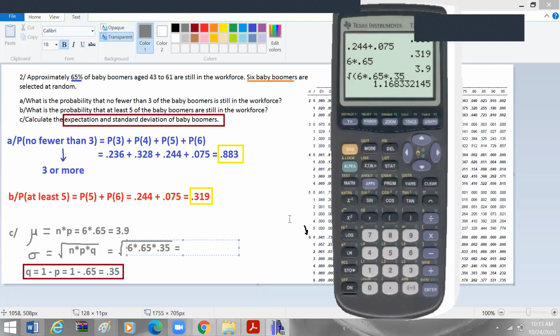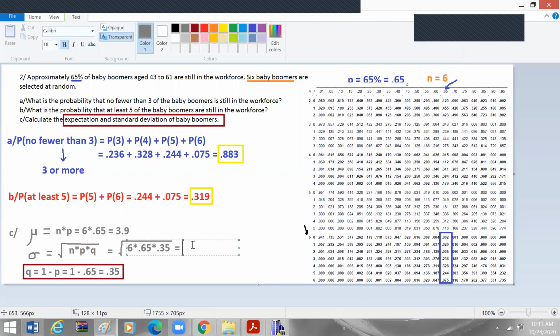And we hit enter for that, so the answer would be 1.16. Okay, so that would be each individual's scatter, how many people are not working with the people who are still working with the corresponding probability. So that'd be 1.16. All right, so are we good with this?